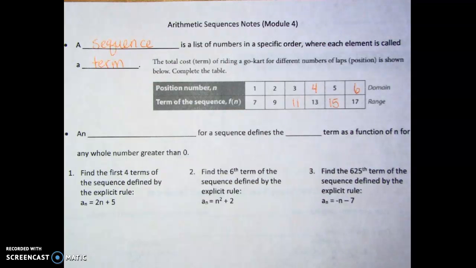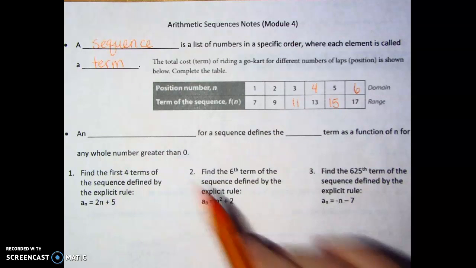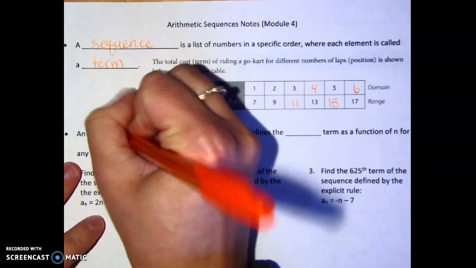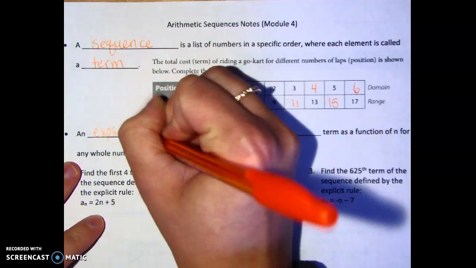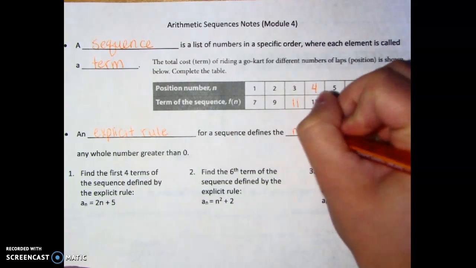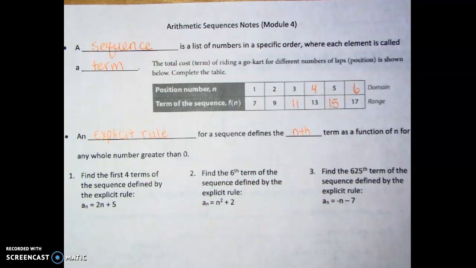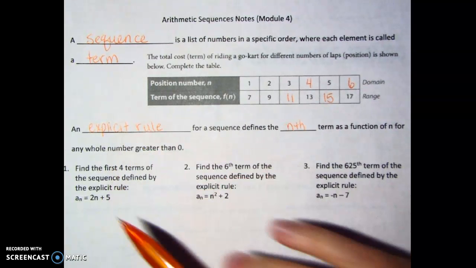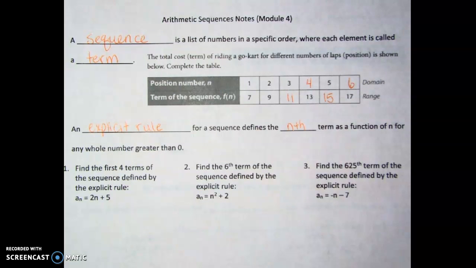Okay, so let's talk about explicit rules. So an explicit rule for a sequence defines the nth term as a function of n for any whole number greater than 0. So when it says explicit, that doesn't mean like it's cussing at you or anything like that. That's just what we call it.